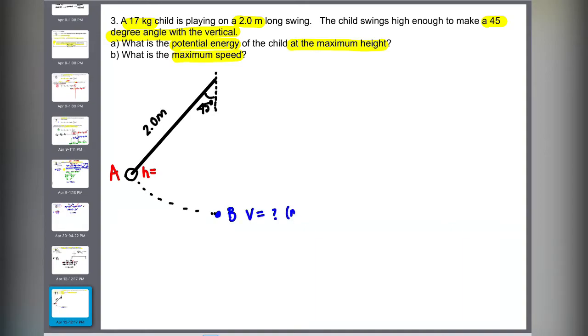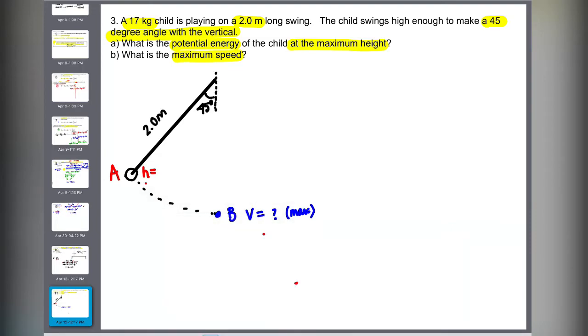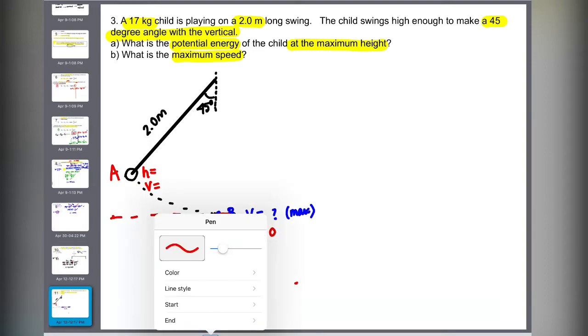I don't know what it is, I'm just going to make a little note. This is my maximum speed. And I know from doing a couple of previous questions that for each of the points, I will need an H and a V. I'm going to write them down and decide what they are. The height at the lowest point is always height equals 0. So we're going to make an assumption that the height at the bottom is 0.